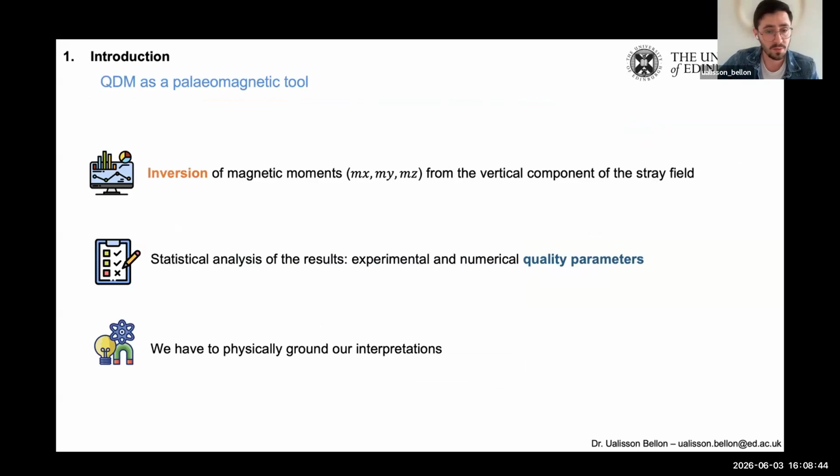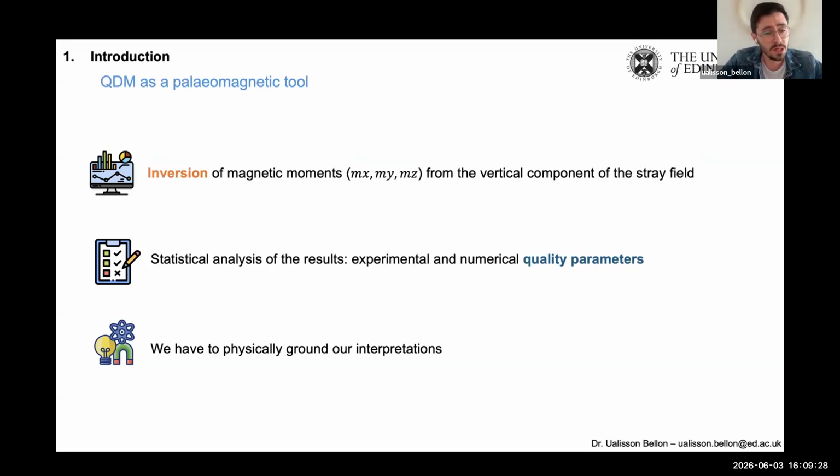I have never worked with the SQUID microscopes, to be honest, and I've been working with QDM data for a few years now. And what we do once we have the data is to work with the vertical component of the stray fields, the fields that leak out of the particles within our rocks. But we don't have the magnetic moments, we have to invert for them. So we invert for Mx, My and Mz, the components of each one of these anomalies. Then we have to analyze the results statistically. We have to know what the limitations and the quality are related to the experimental and the numerical methods that we're using. And that can be very tricky.